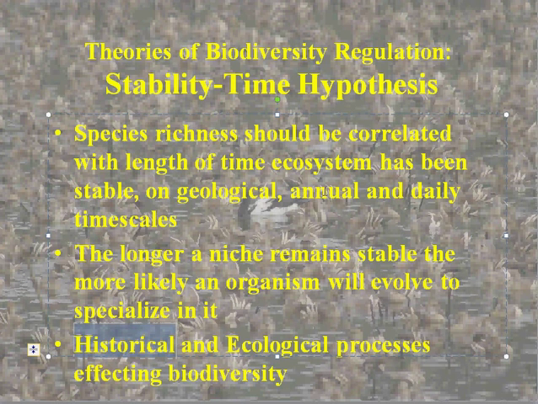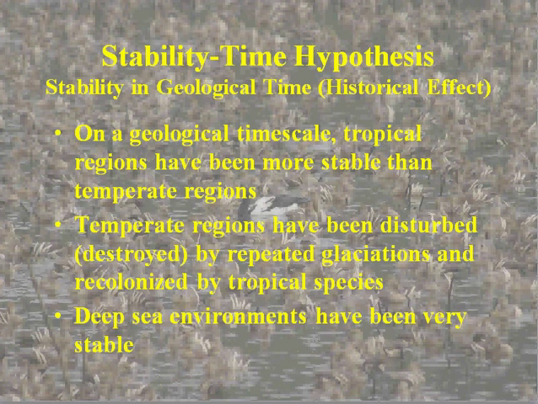How does stability of niches and environments in geological time, which is a historical effect, influence biodiversity? On a regional timescale, tropical regions have been more stable than temperate regions. Temperate regions have been disturbed or destroyed even by repeated glaciations, and they have to be recolonized by tropical species because they're basically sterilized by these tons of ice overlaying the land.